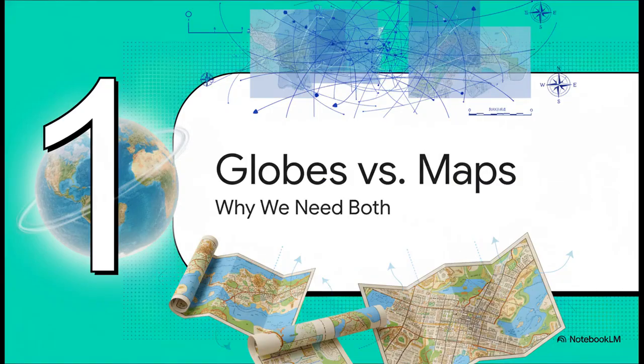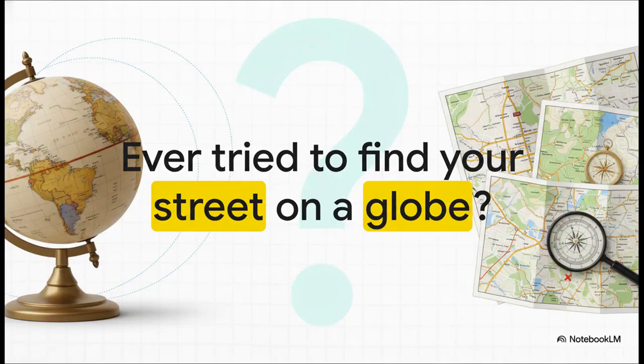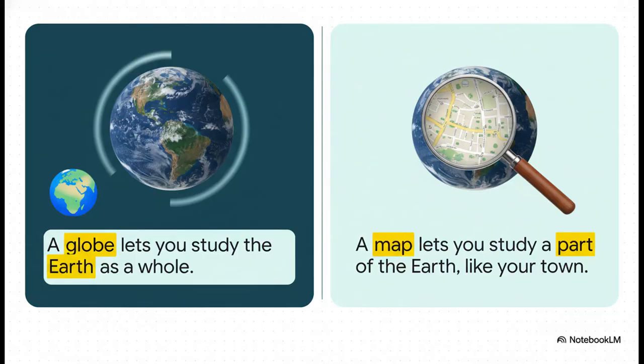All right, let's kick things off with something we've all spun around in a classroom: the globe. It's a fantastic model of our planet, sure, but it's got some pretty big limitations. A globe is amazing for seeing the whole planet at once, continents, oceans, the big stuff. But when you actually need to get from point A to point B in your town, you're going to need a map.